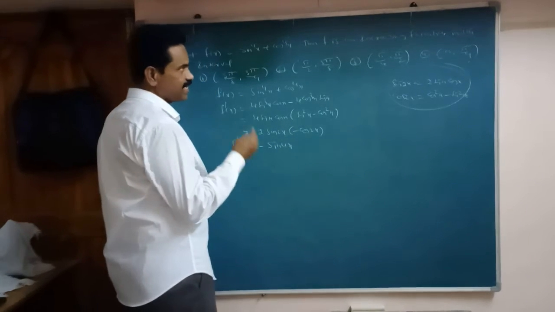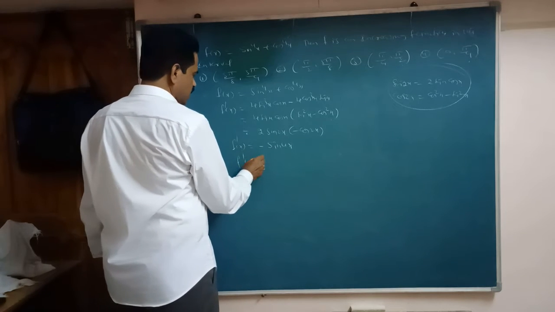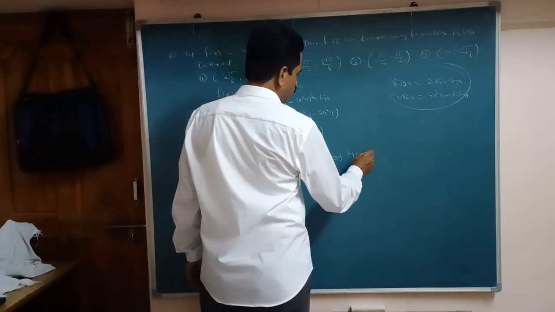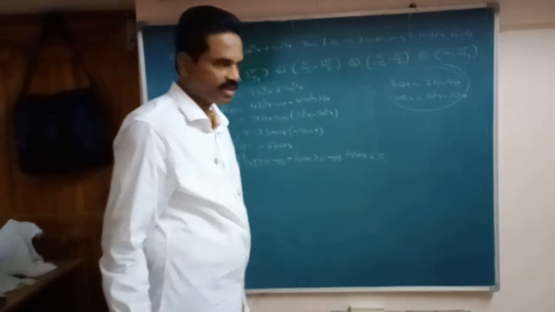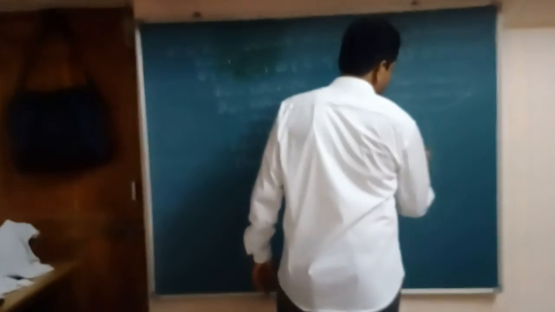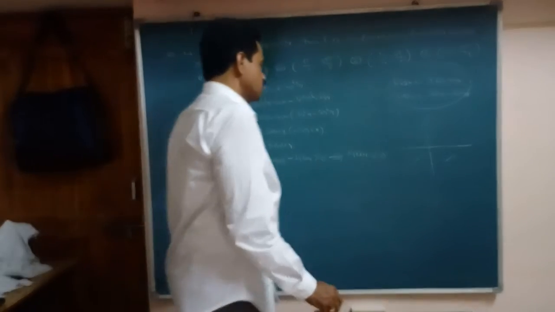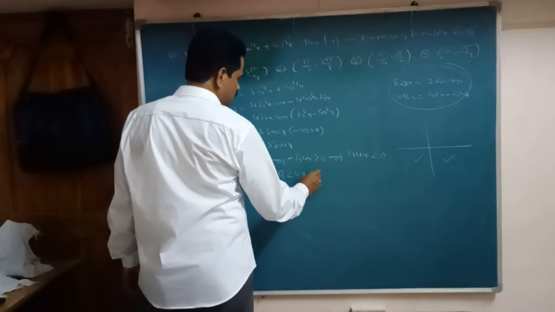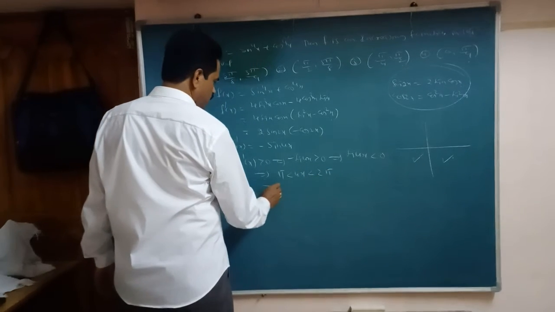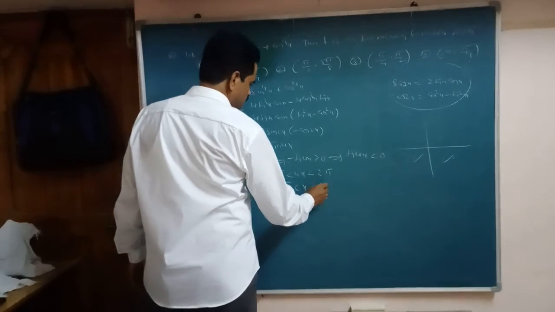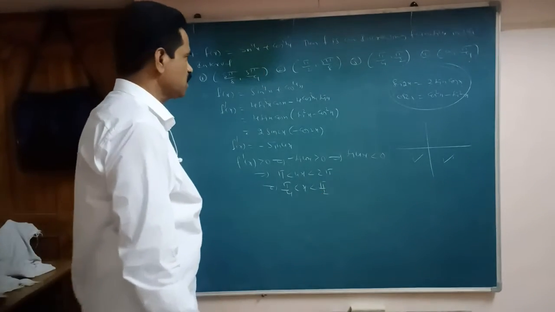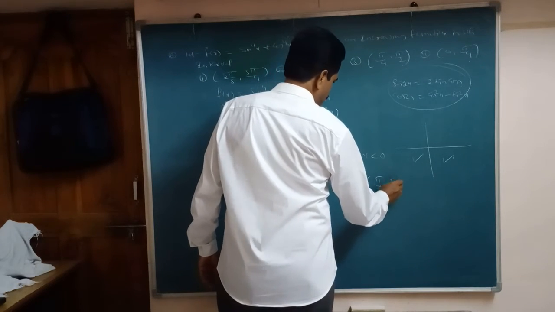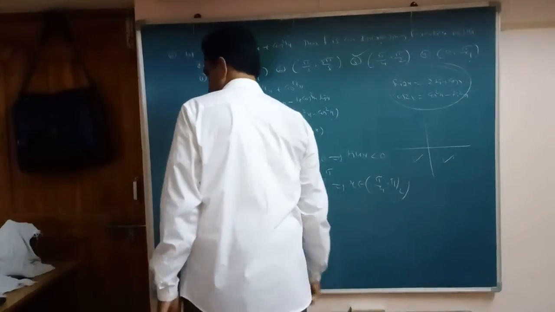So what is given here? Increasing, so f dash x greater than 0, minus sin 4x greater than 0, that is sin 4x less than 0. We know sin x is negative in the third and fourth quadrants, so 4x lies between pi and 2 pi. Dividing by 4, pi by 4 less than x less than pi by 2. So x belongs to pi by 4 comma pi by 2. Which option is correct? Third one.